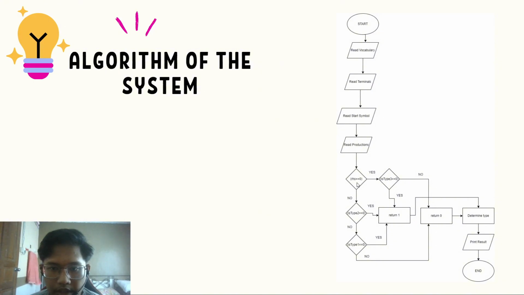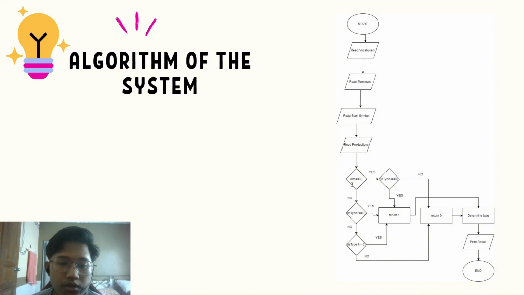In the program, the system reads the vocabulary, which includes all symbols used in the grammar, which is non-terminals. So next is read terminal. This program reads the set of terminal symbols, and next it will go to read start symbol. This program reads the start symbol, which is the symbol from which derivation starts in the grammar.